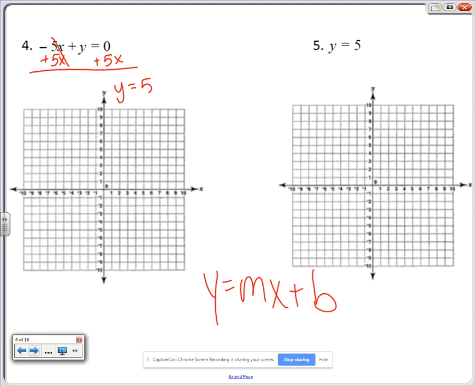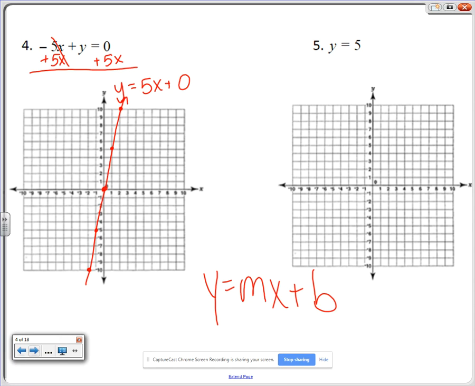Okay, so where will I begin? Nope. Where am I going to begin? What's my b? 0. And then where am I going to go? You guys see how this would be 5 over 1? Yes? Up 1, 2, 3, 4, 5, over 1, and repeat.